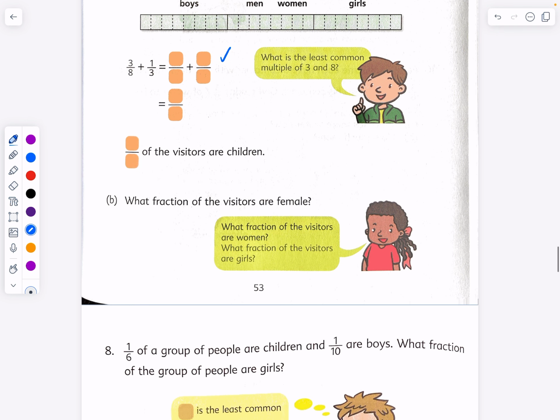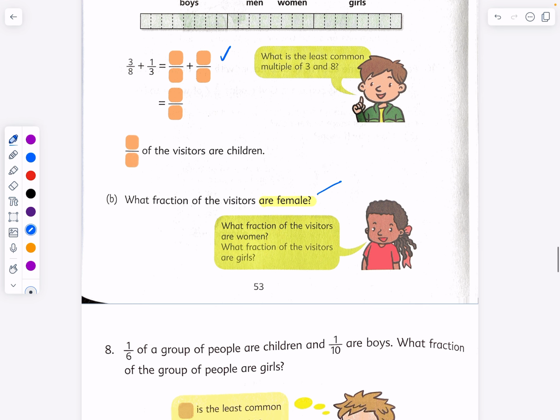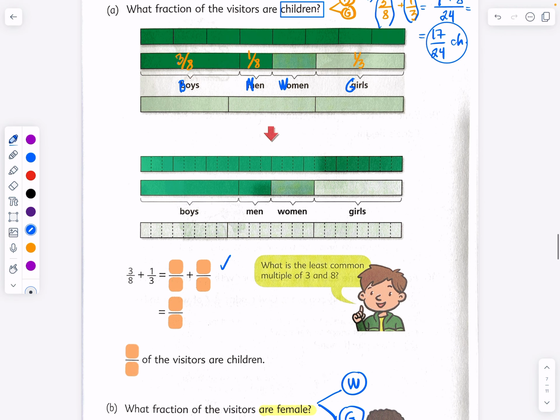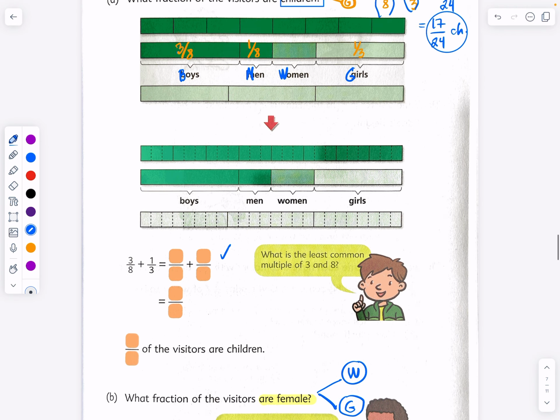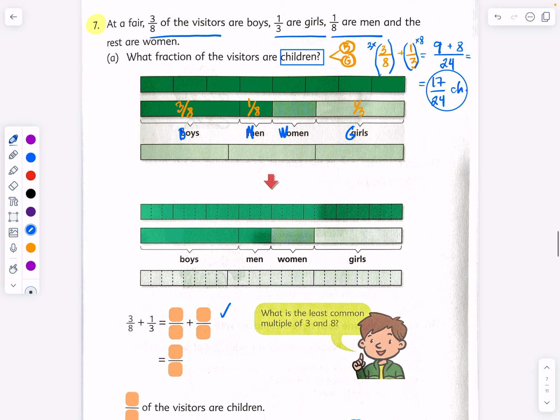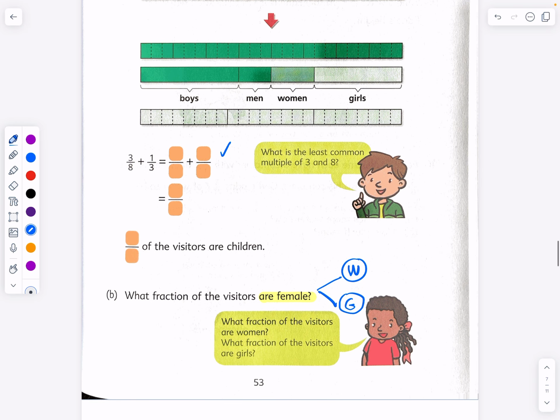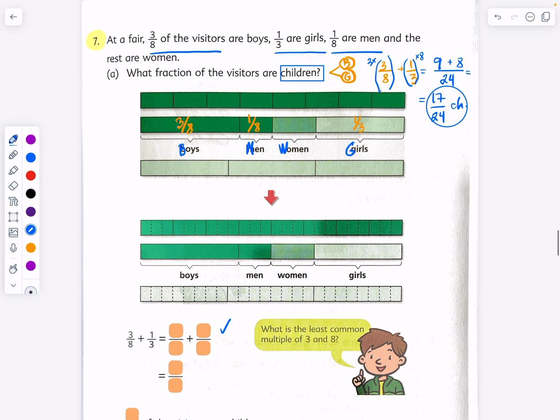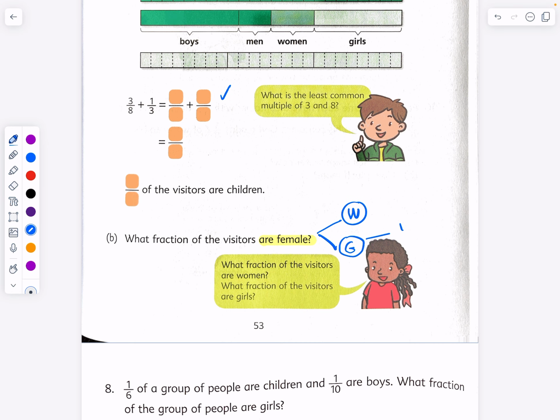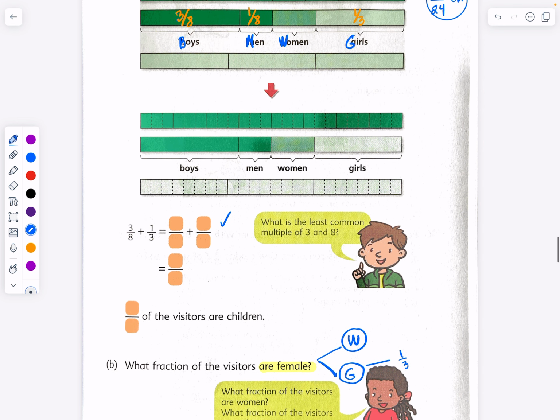Part B. What fraction of the visitors are female? Well, I hope we all agree that females include women, adult females, and girls, younger females. Well, how many women are there? Oh, we do not know how many women because the rest are women. So let's write down what we know. We do know that 1/3 are girls. Therefore, how can we find out the section of women?